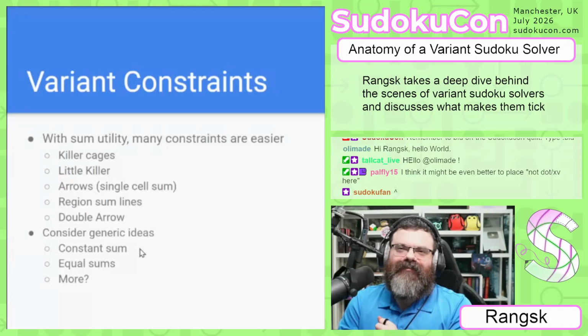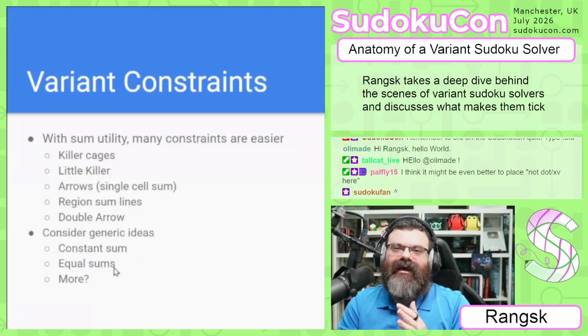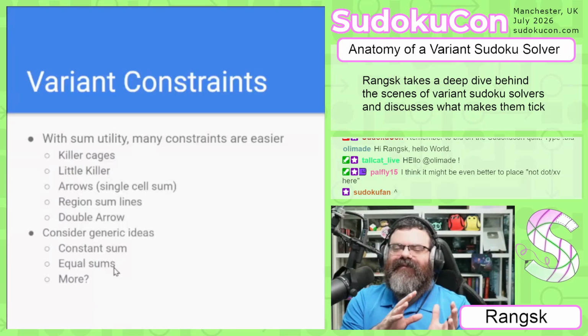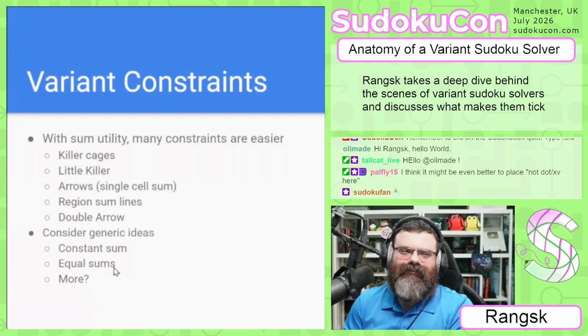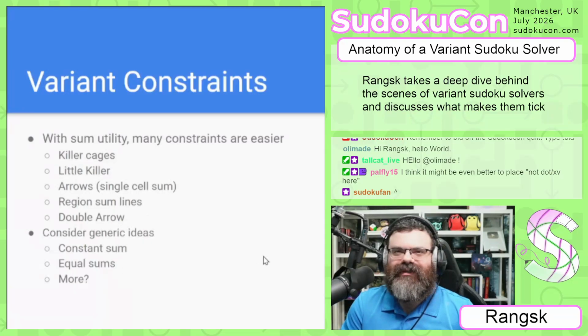You've got the constant sum constraint. That's going to be killer. That's going to be little killer. With a constant sum, it's like this is going to sum to 10. So you want to be able to enforce that on a set of cells that they must sum to 10. And then equal sums, where this set of cells must have the same sum as this other set of cells. And so if you implemented that, then you can implement all of these and more using just a specialization of the constant sum constraint and the equal sum constraint.